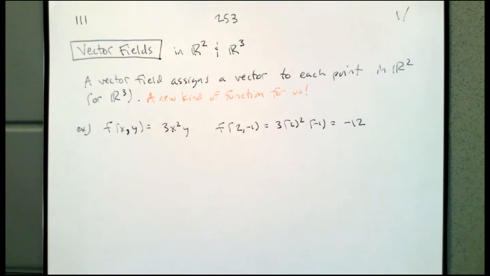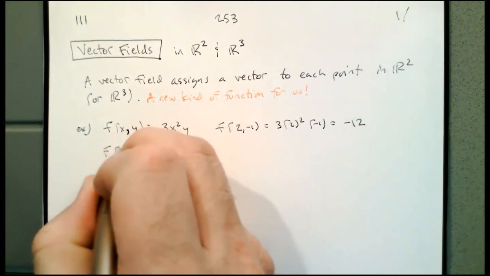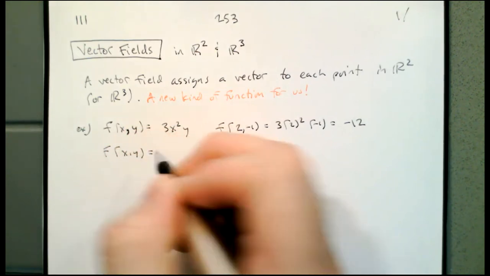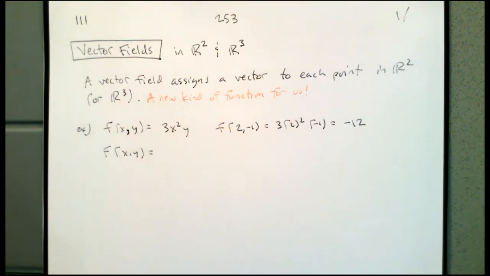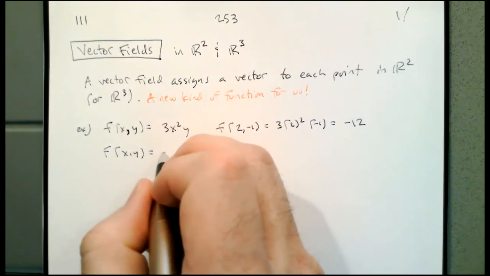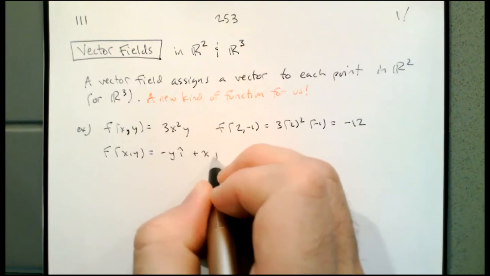Now we're going to be dealing with a function that assigns a vector. So let's say capital F at xy is, let's use the example that everybody uses first. Minus y times i plus x times j.